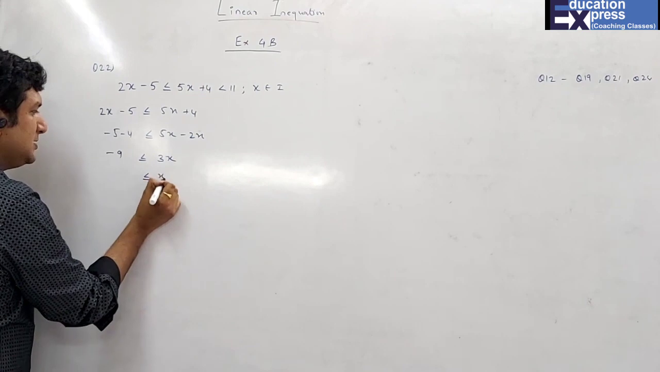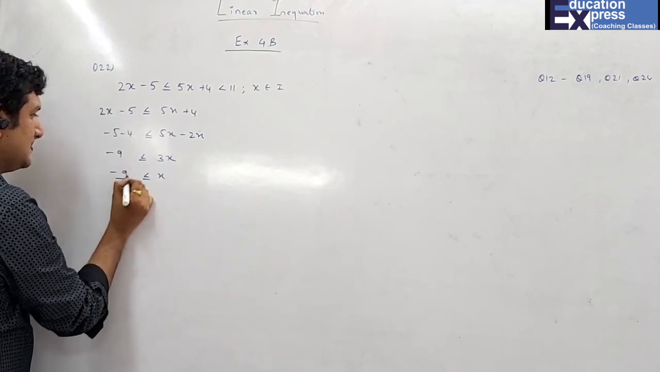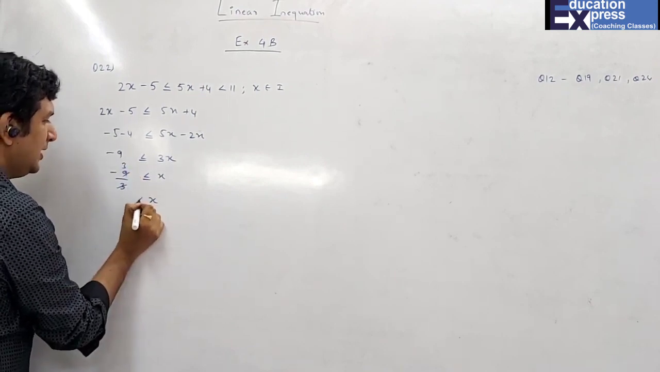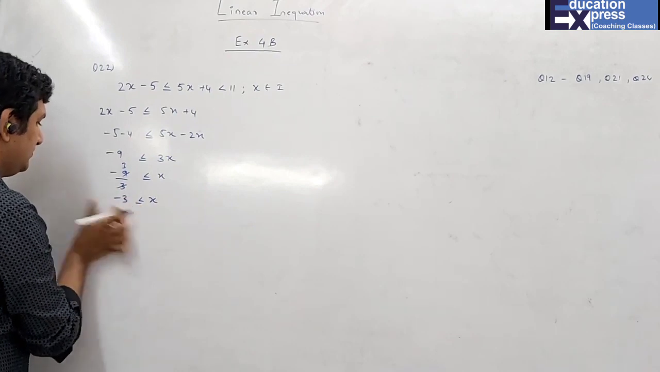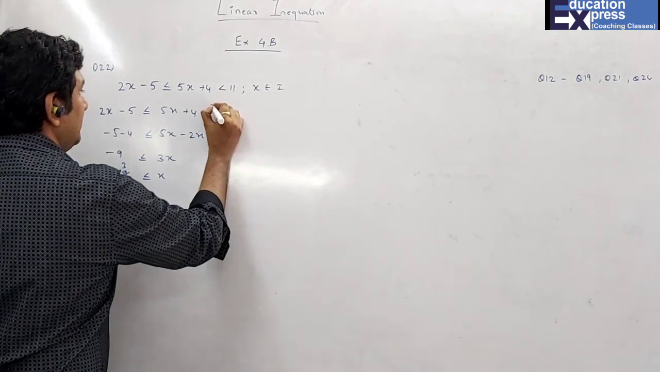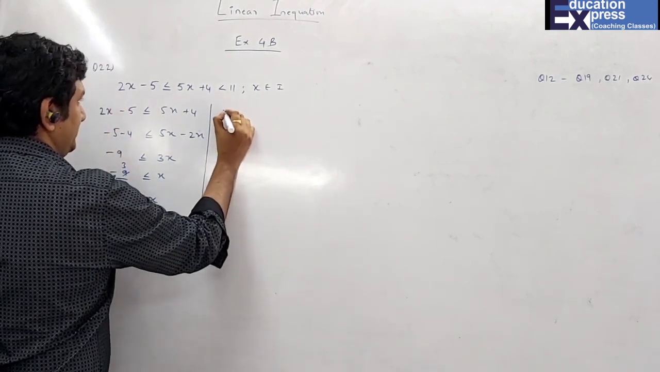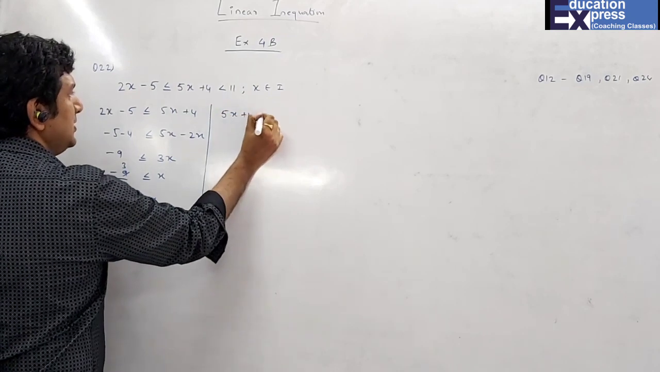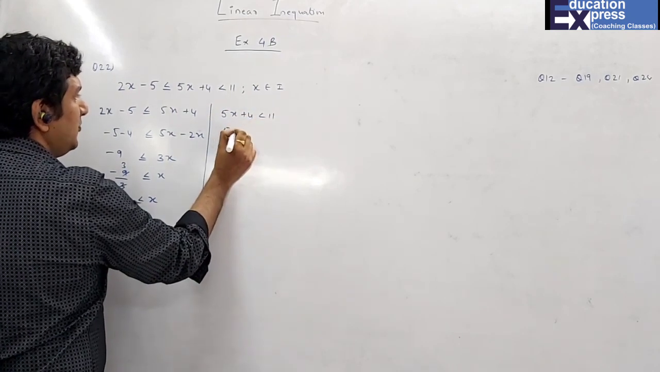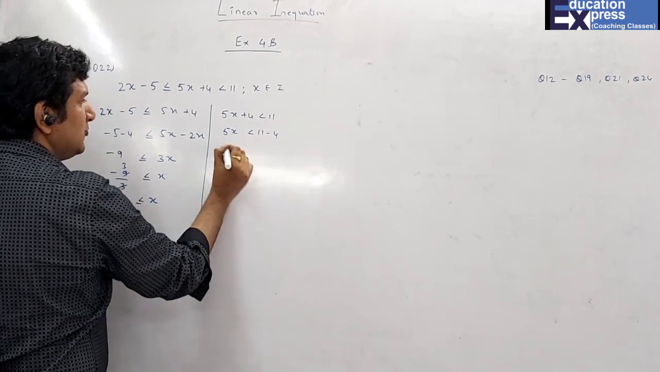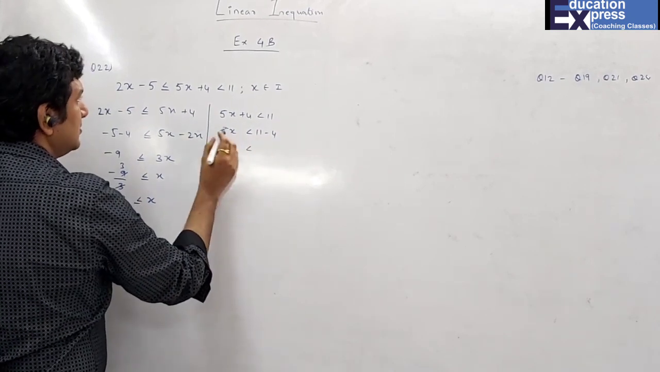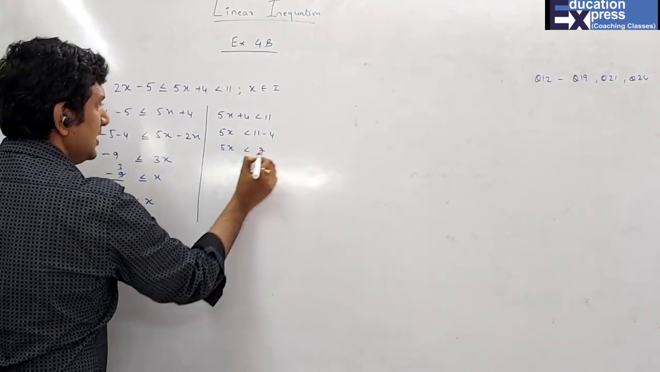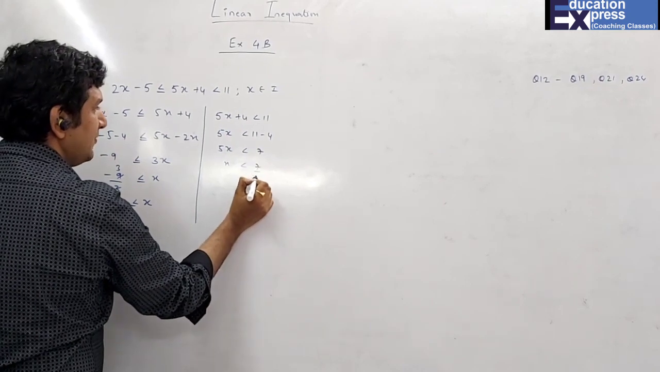So x is more than or equal to minus 3. And here 5x plus 4 is less than 11. So 5x is 11 minus 4. 5x is 7. So x is less than 7 upon 5.